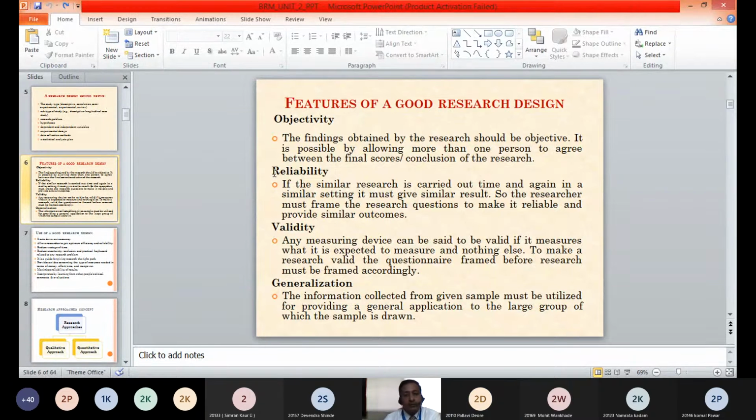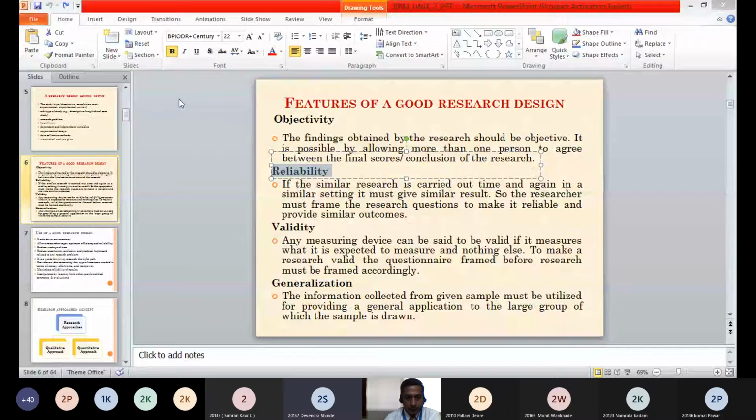Then the second quality which a good research design should have is reliability. What is reliability? I told you in the last lecture. Who will tell me? What is reliability? Shubham? Sanket? Quality of being trustworthy.